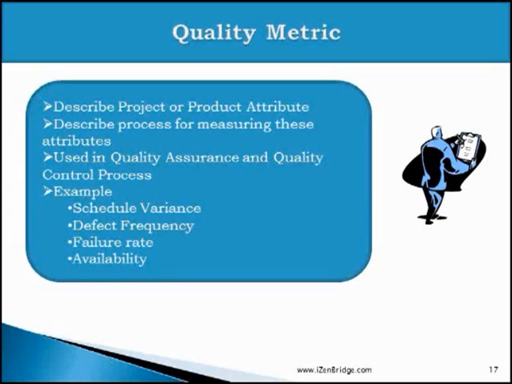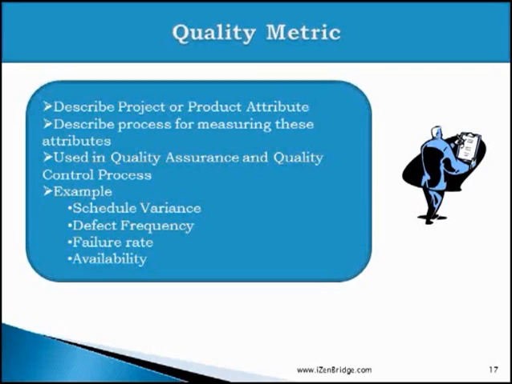Quality metrics. Quality metrics describe project and product attributes. So it talks about what kind of availability you expect from the product. It talks about what schedule variances are acceptable. So first it talks about the attribute, the quality metric, and then it talks about how you are going to measure that particular attribute. You said that, okay, our system should be 95% available. Availability should be more than 95%. And in a quality metric, you also need to identify or visualize or document how you are going to measure this particular quality attribute.